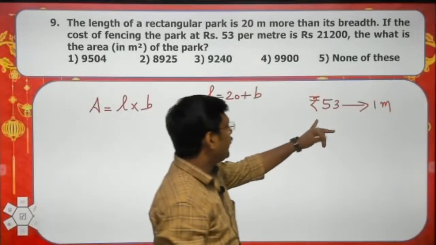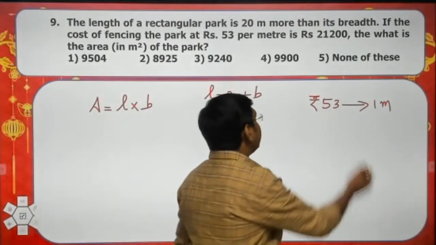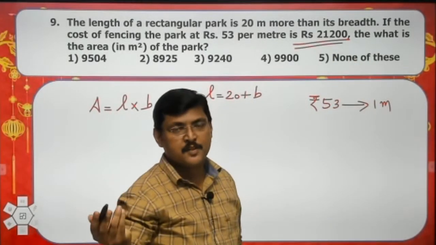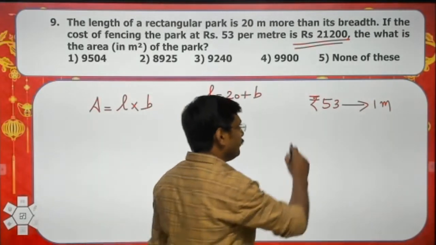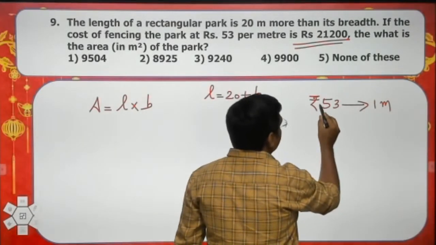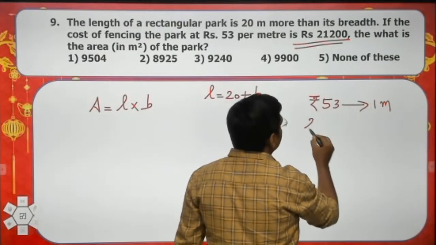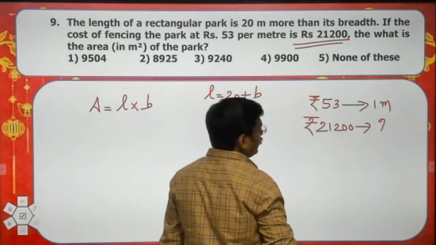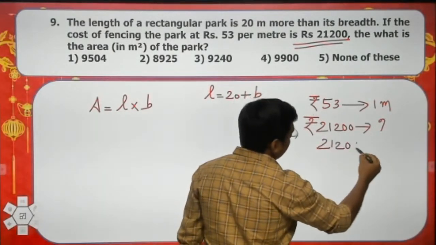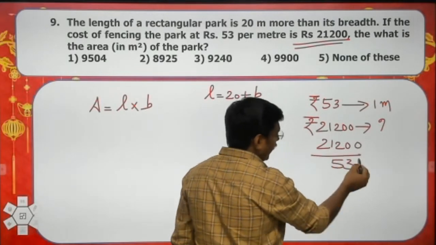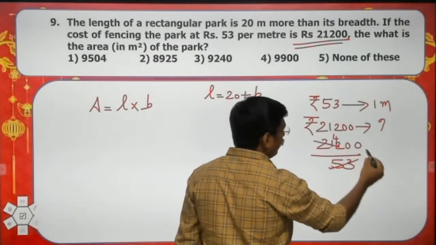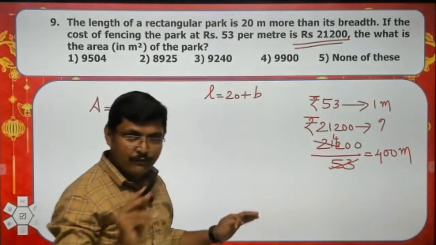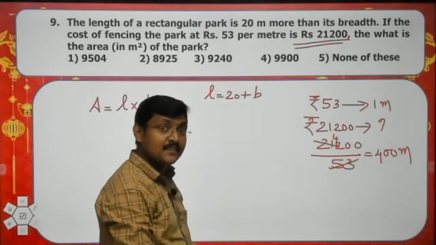So we need to pay 53 rupees for 1 meter, and they paid 21,200. That much measurement is the perimeter measurement. So for that we can find it very easily. If we pay 53 rupees for 1 meter, then for how many meter is this amount paid? 21,200 divided by 53, correct? And 53 times 4 is 212, so 400 meter. So we clearly got the perimeter of that rectangular fencing, that is 400 meter.